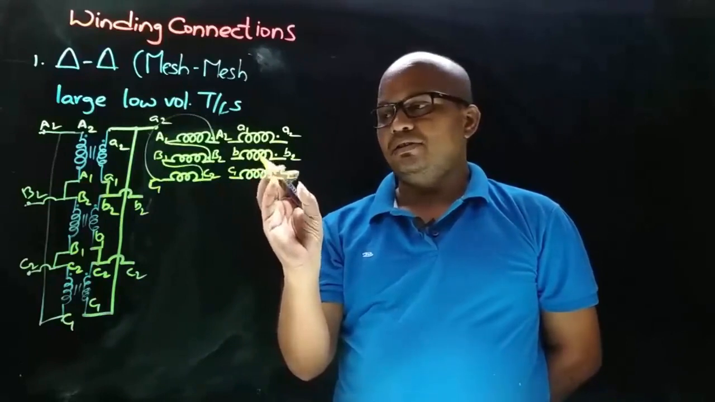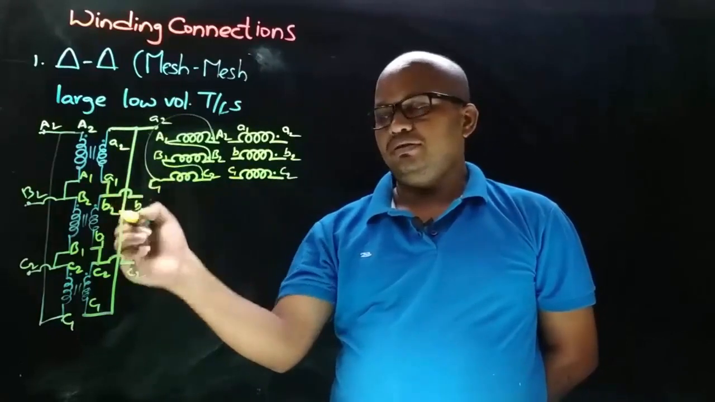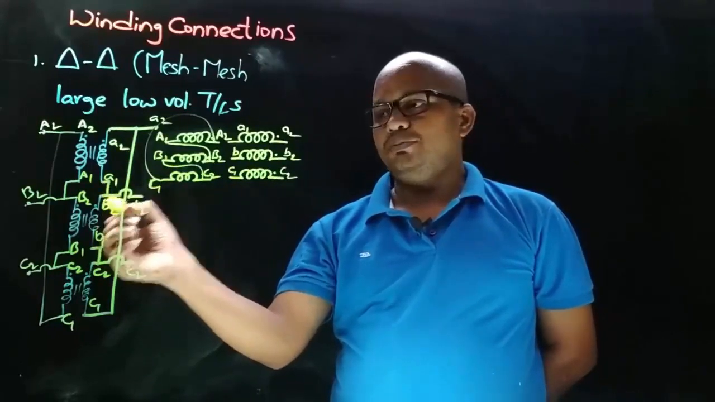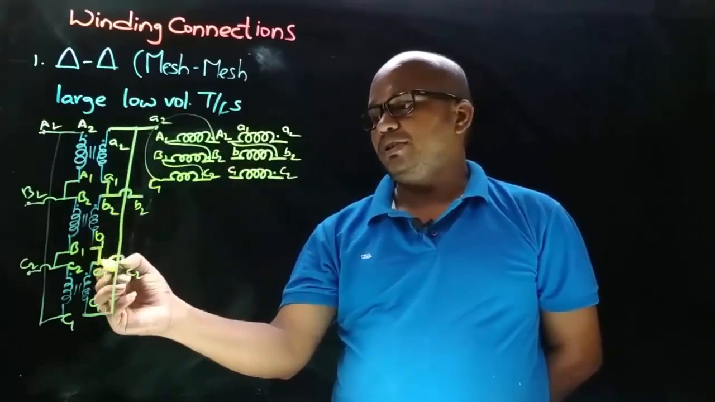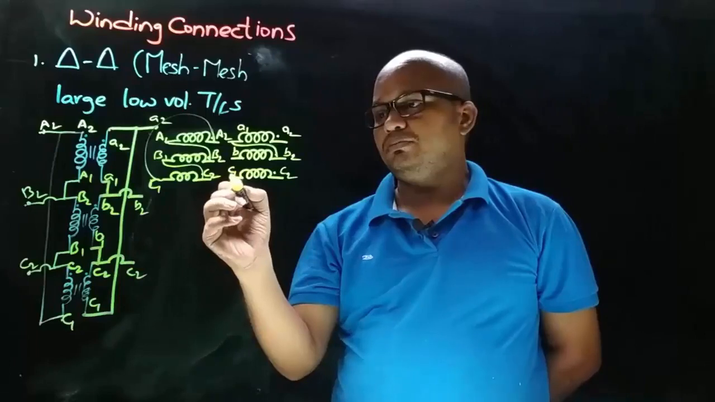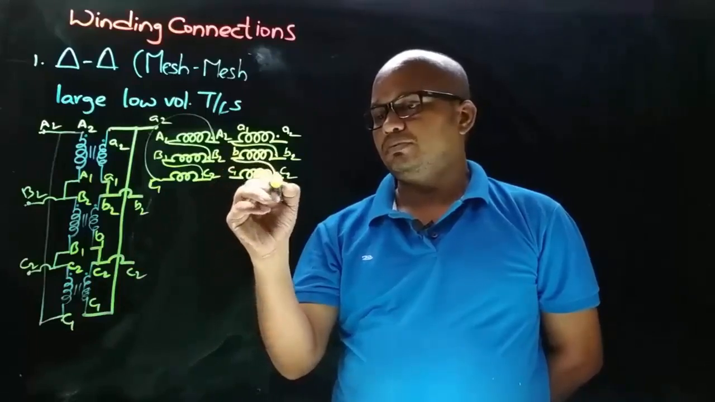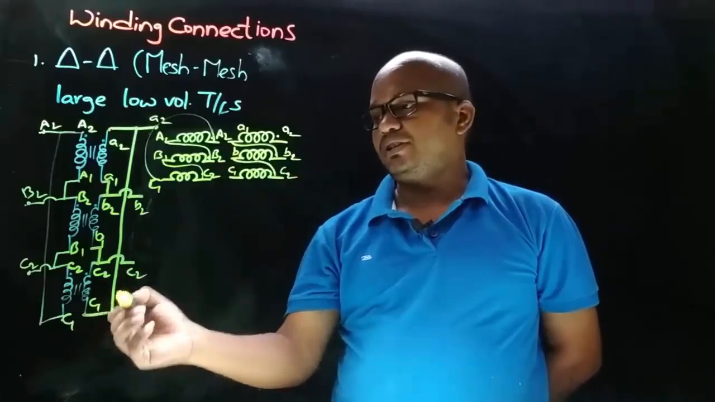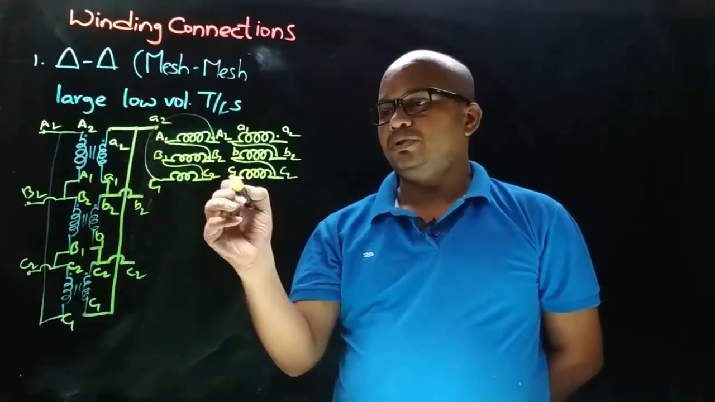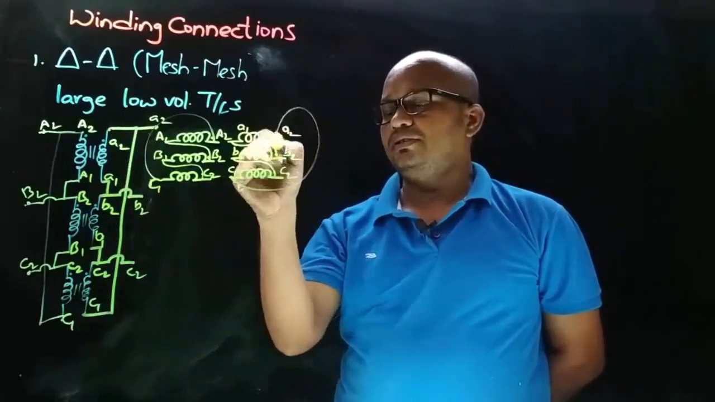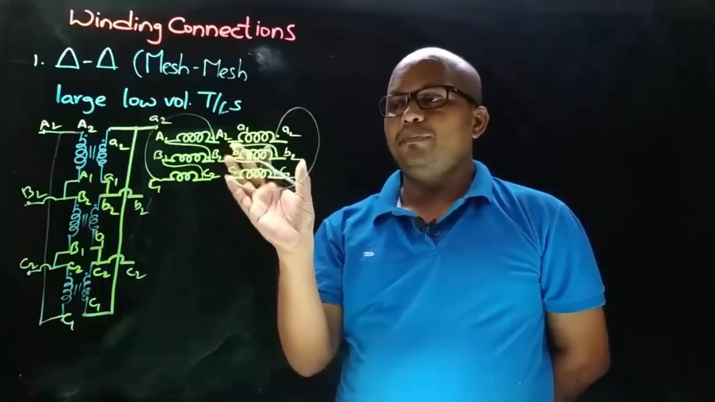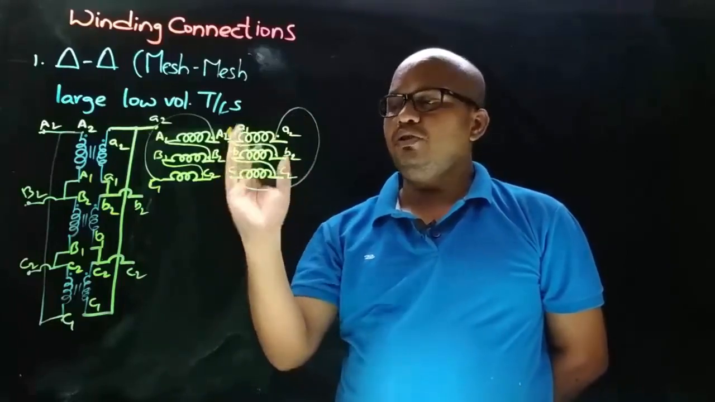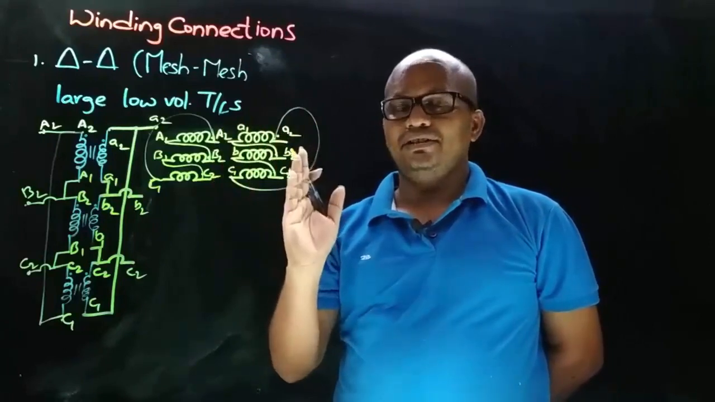on secondary side. So what we did here, small a1 is connected to small b2, and small b1 is connected to small c2, and small c1 is connected to small a2. So let's connect like this. So this is how we are obtaining the delta connection on primary side and secondary side.